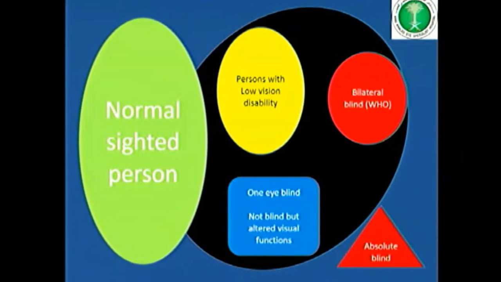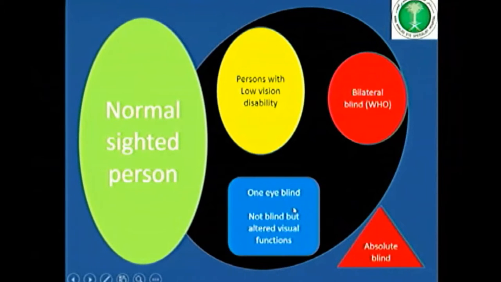This is a chart which shows that human beings, based on visual function, can be divided into normal sighted persons, which is the majority of the component. And in that corner in the left triangle, I have shown absolute blind, meaning there is no perception of light, and where there is no possibility, as far as current scientific information is available, to do something for improving their life. But a huge component is there between normal sighted and absolute blind, which we call low vision disabled.